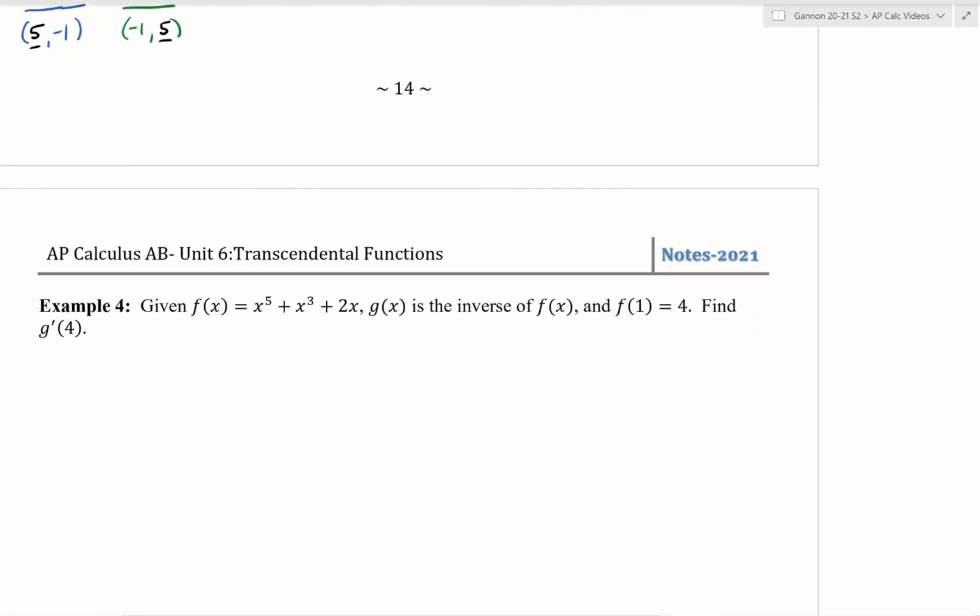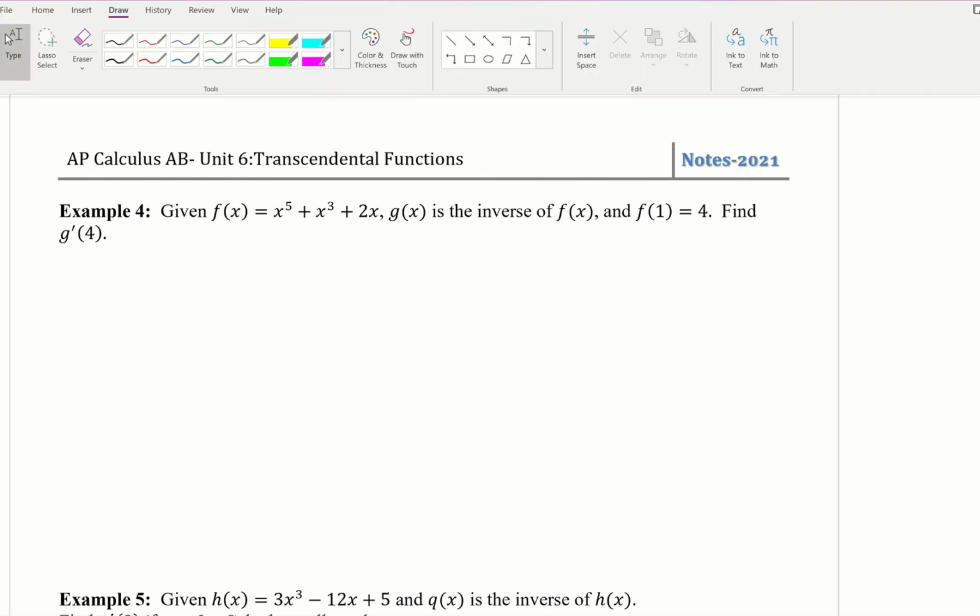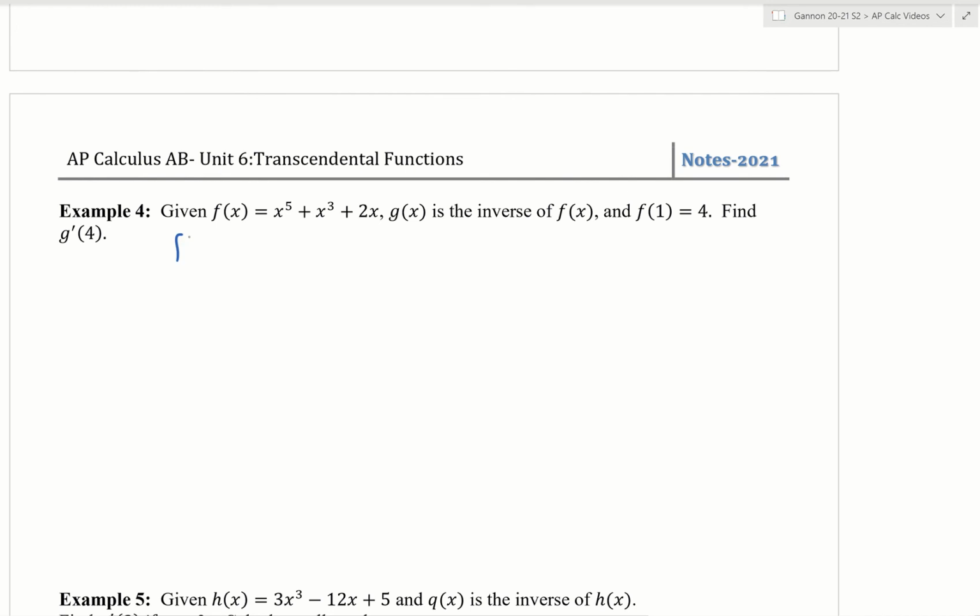All right, let's go ahead and take a look at example 4. So now we're given that f of x is x to the 5th plus x cubed plus 2x. G of x is the inverse of f of x. We know that f of 1 is 4, and we want to find g prime of 4. So again, let's just start with that relationship. Here's f.